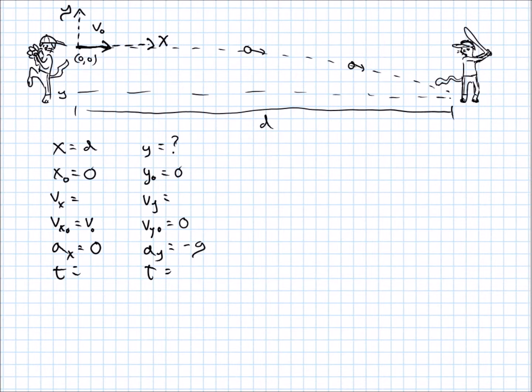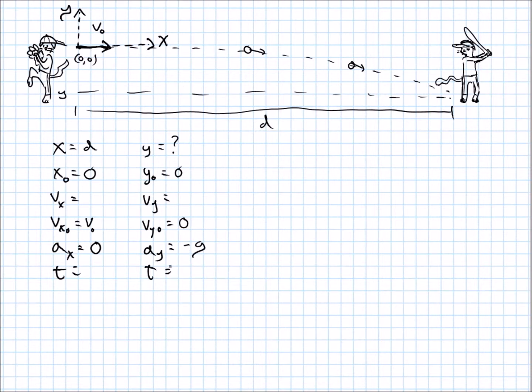I don't know y, I don't know vy, and I don't know t. Those are 3 unknowns. I'm not going to be able to use kinematics to solve this. Remember, I generally need to know everything but 2 things, and then I can use kinematics. So it looks like I can't get my answer right away.